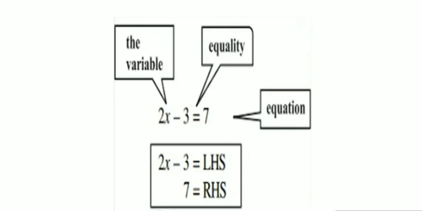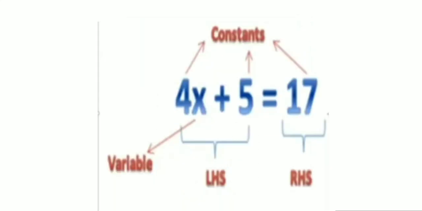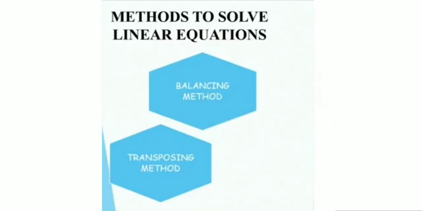Now let's check what is constant. So next equation is 4x plus 5 is equal to 17. So 4 and 5 are constants. 17 is also a constant. Now there are two methods to solve the equations. One is a balancing method and the second one is transposing method.